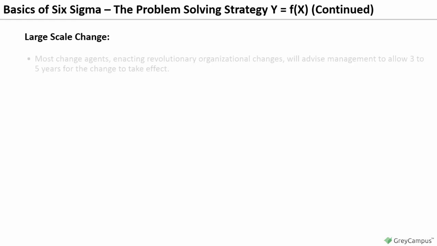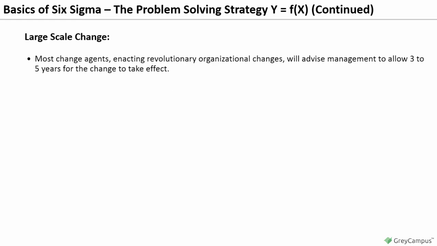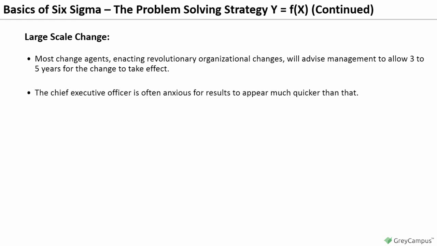Large-scale change. Most change agents enacting revolutionary organizational changes will advise management to allow 3 to 5 years for the change to take effect. The chief executive officer is often anxious for results to appear much quicker than that. The efforts to remodel an organization and to align personnel takes years due to the current methods of imparting the philosophy of change. To train everyone in a large organization could take 6 months or a year. By that time, the emphasis on the direction of the company and the intensity of the effort could be waning.